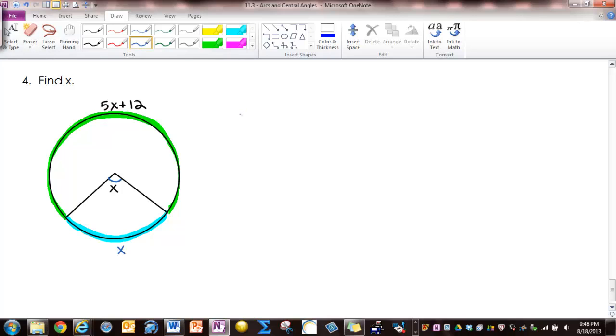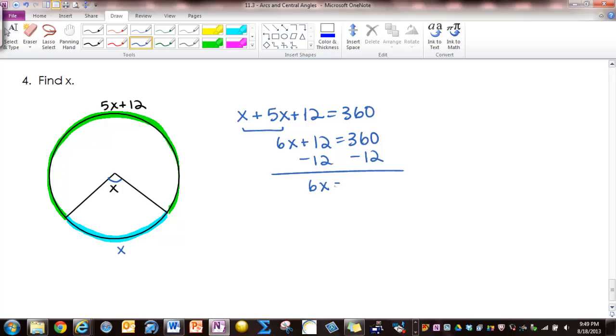So I can set up an algebra problem that says x, the blue arc, plus 5x plus 12, the green arc, equals 360 degrees, which is the number of degrees in an entire circle. Collecting my like terms gives 6x plus 12 equals 360 degrees. Subtracting 12 from both sides gives 6x equals 348 degrees. And dividing by 6 gives x equals 58 degrees.